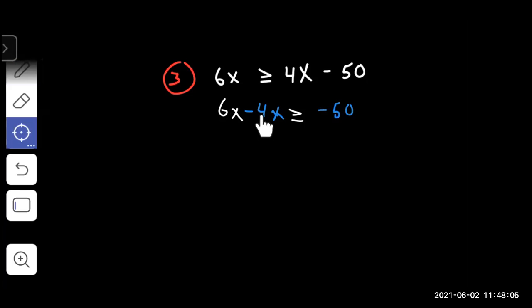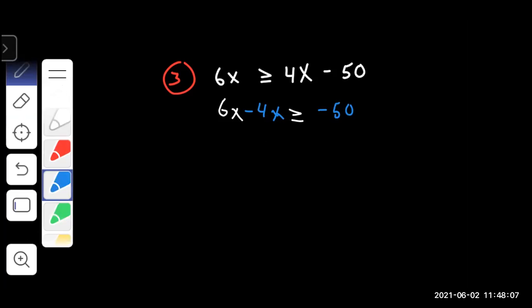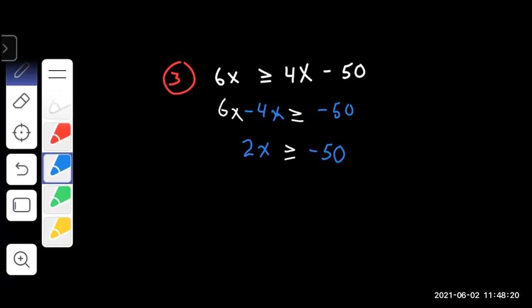Now simplify. If you have 6 apples and you subtract 4 apples, how many apples do you get? 2. 2 apples, 2 x's greater than or equal to negative 50. Okay. Your goal, guys, is to let x alone. Is x alone? No, not yet, right?